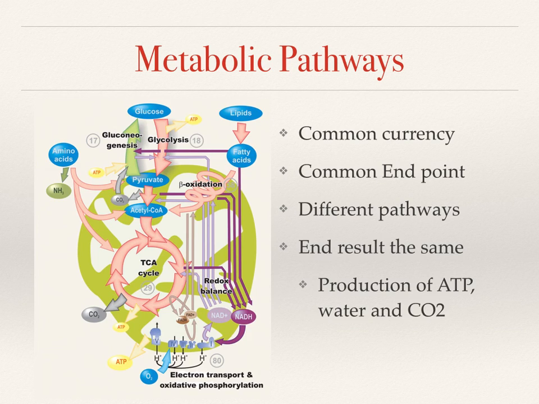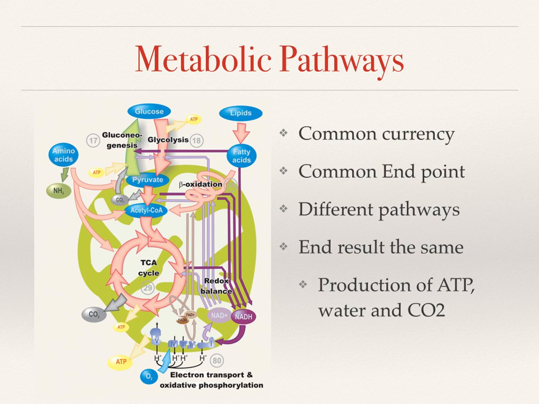A few other things to appreciate: in summary, there's a common currency with all of those metabolic pathways. And I know I'm repeating myself again and again, but this will become a significant point to remember a few slides down, that the common currency in our body is the acetyl CoA in one form or another. The common end result is the TCA cycle, the Krebs cycle.